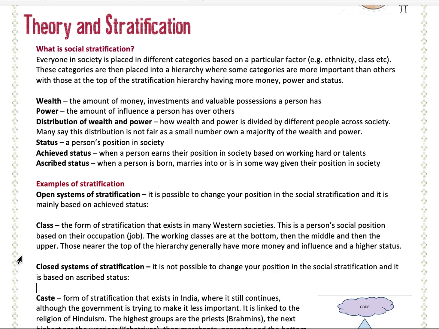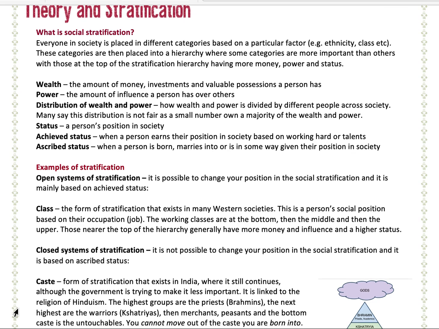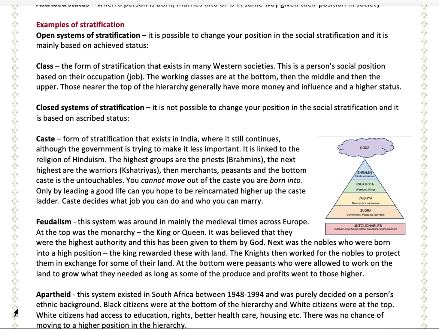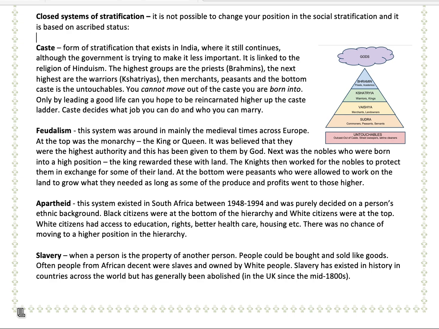Within a stratification system, it can be based on achieved status, so that's when people earn their position at the top of the hierarchy, or it can be based on ascribed status, so that's when you're born into that position. In the UK, we have a social class system, which is based on achieved status. It is an open system, meaning you can move up and down, so you can achieve social mobility. Whereas there are sometimes closed systems of stratification, which means it's based on ascribed status, so you can't change your position.